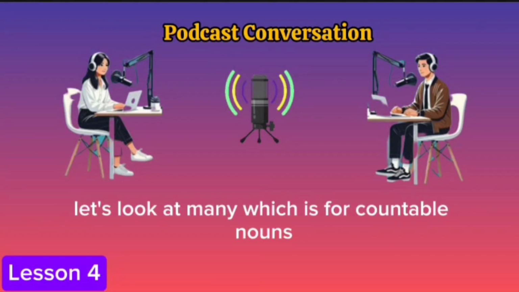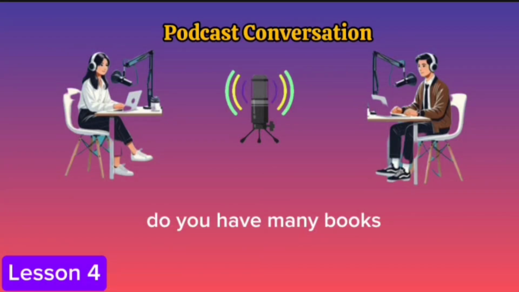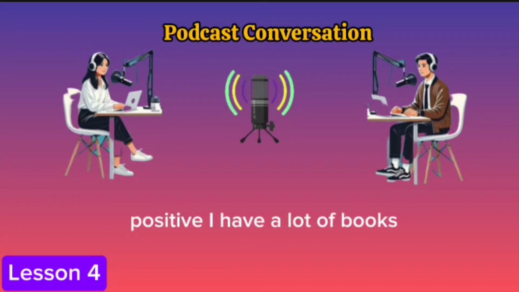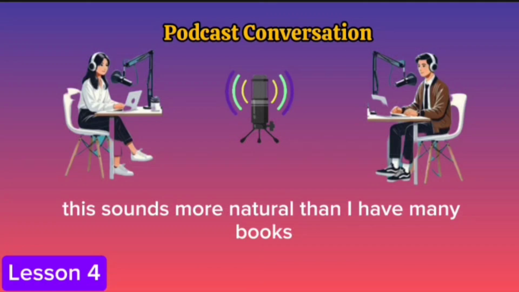Let's look at many, which is for countable nouns. Do you have many books? Negative, I don't have many books. Positive, I have a lot of books. This sounds more natural than I have many books.